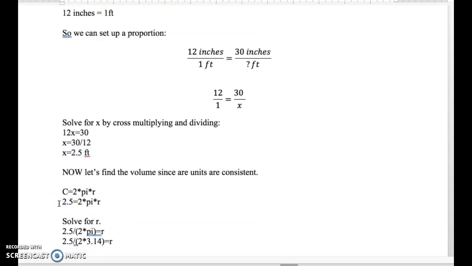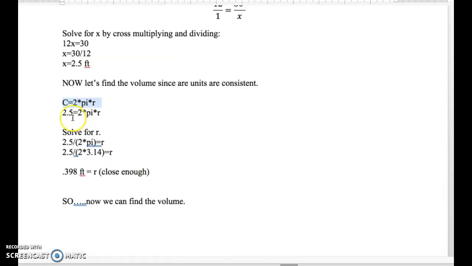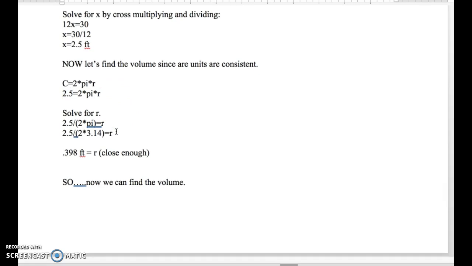Now we can put that into our formula. Circumference equals 2 times pi times r. Remember, that's right here. Plug in 2.5 for the circumference, which is now in feet, and then solve for r. If I then solve for r, I get 3.98 feet equals r. Well, that's estimated, right? Because 3.14 is really close to pi, and then we had to round the final answer.